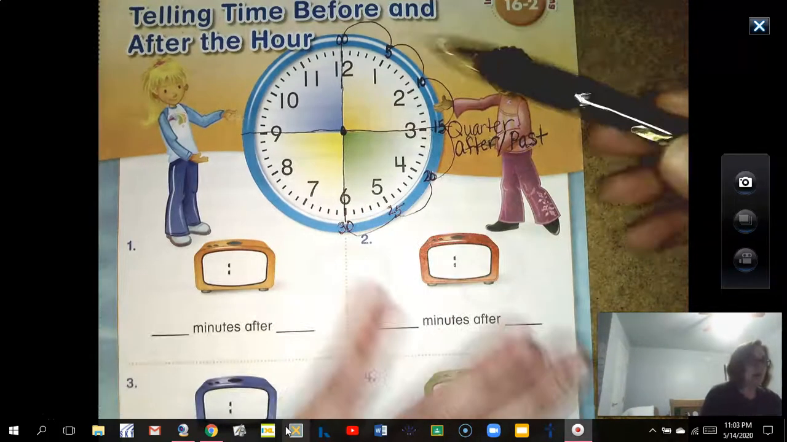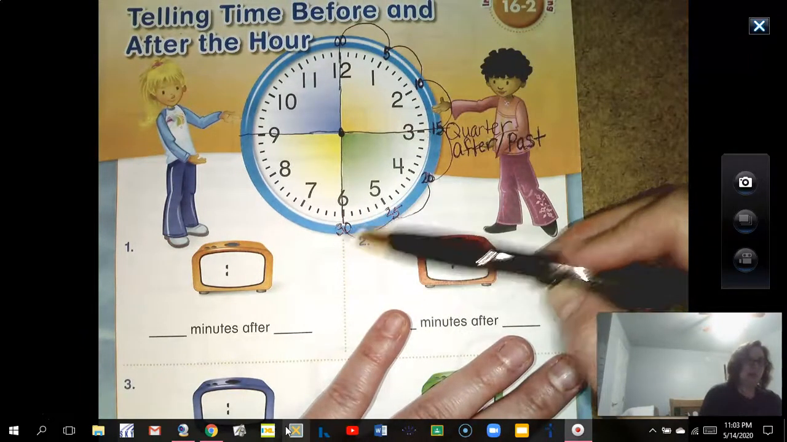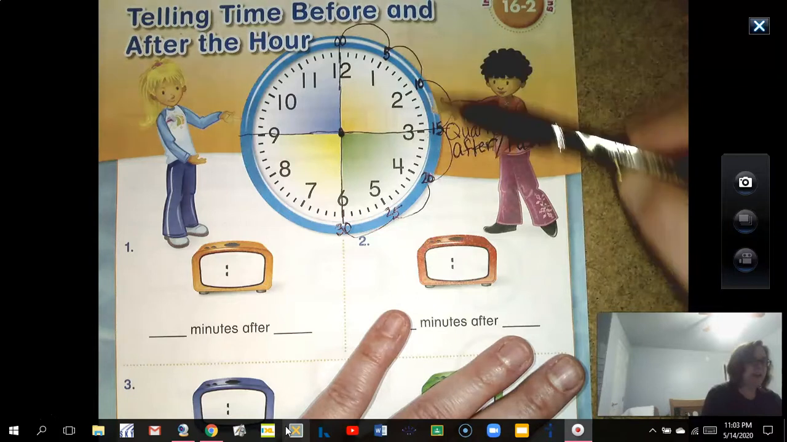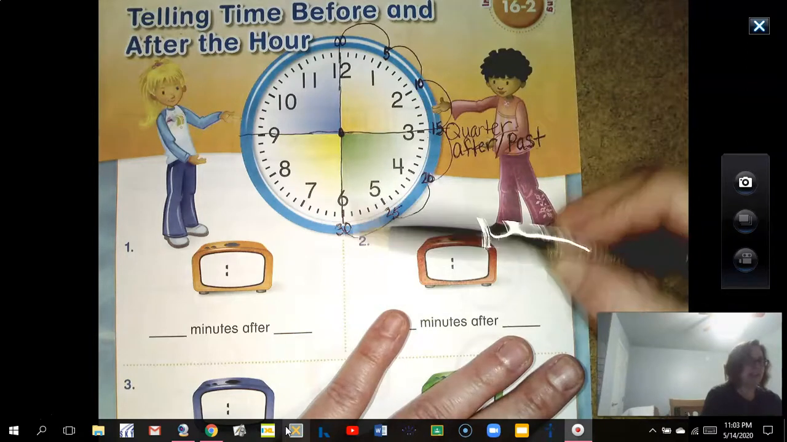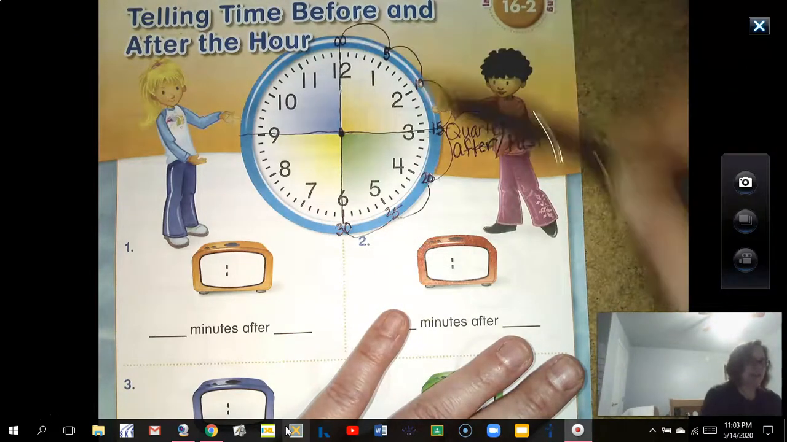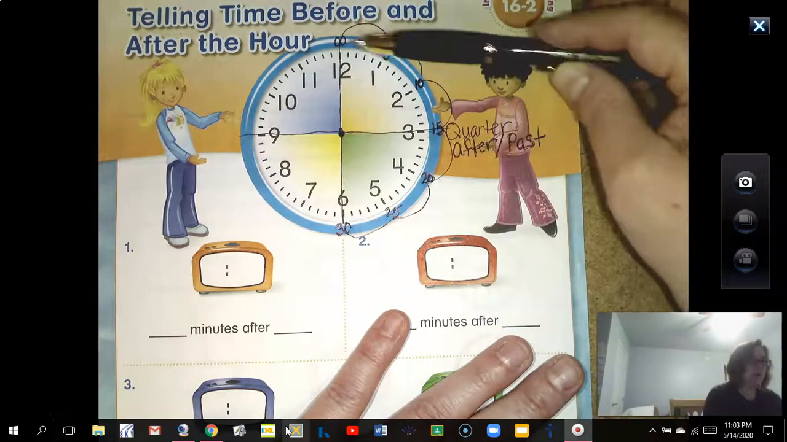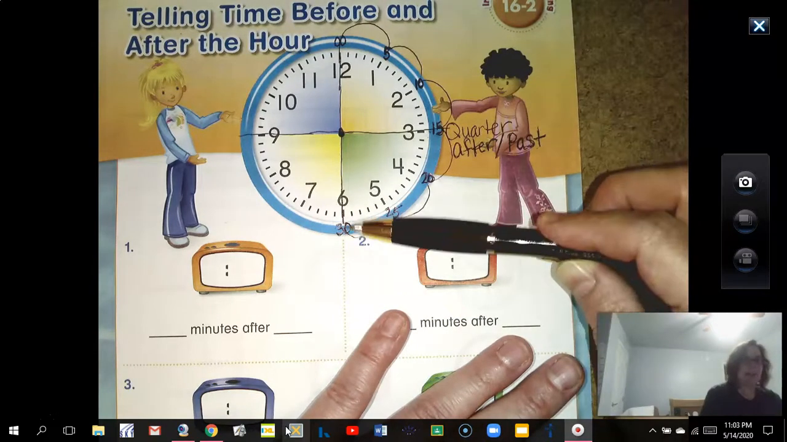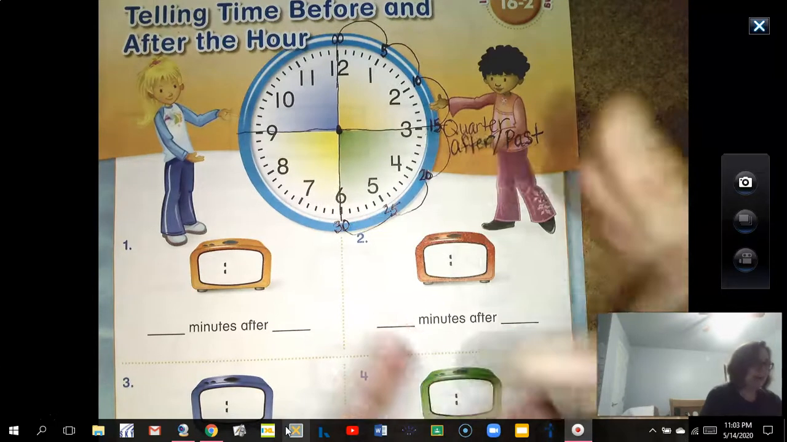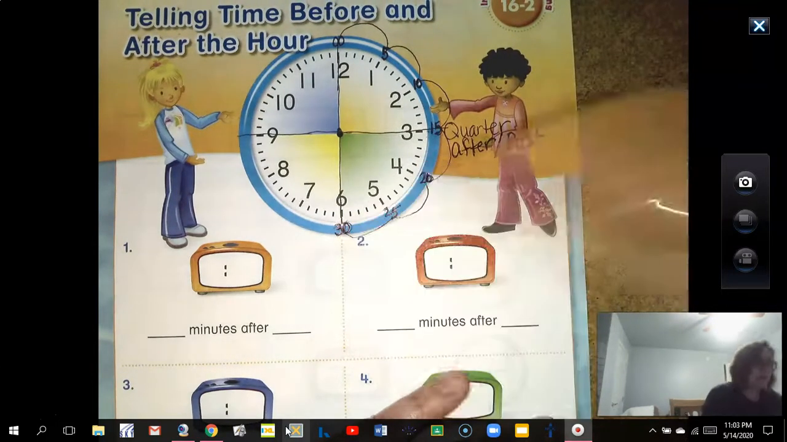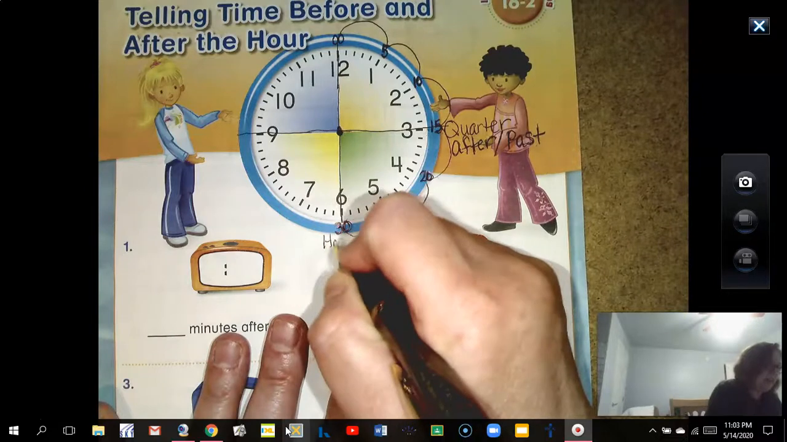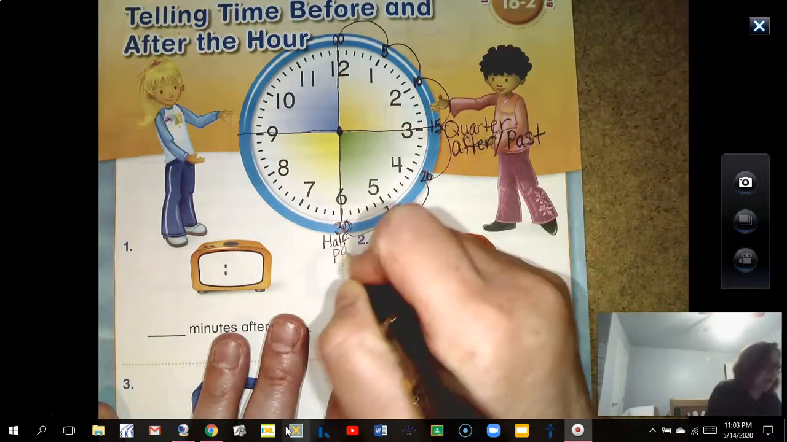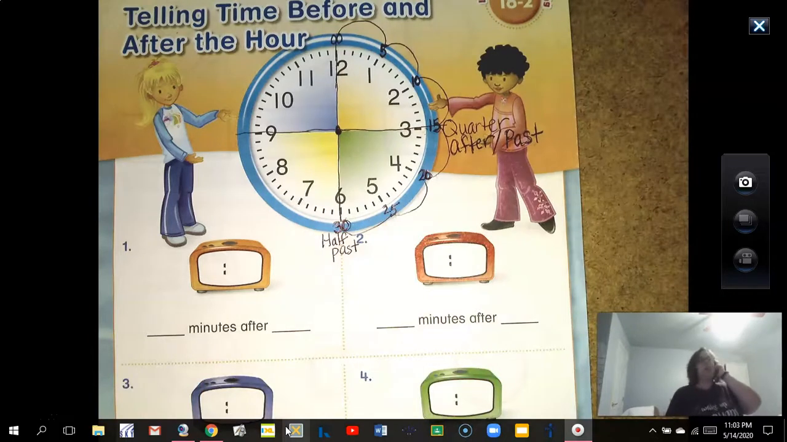Now, when we get over here to this 30, we have gone halfway around. Remember when we drew this vertical line? It separated our clock into halves because this is half and this is half. So when we get all the way to the 6, half of the hour has gone by, and that is 30 minutes. So when that minute hand's over here, we would say half past. So 2:30 would be half past 2.